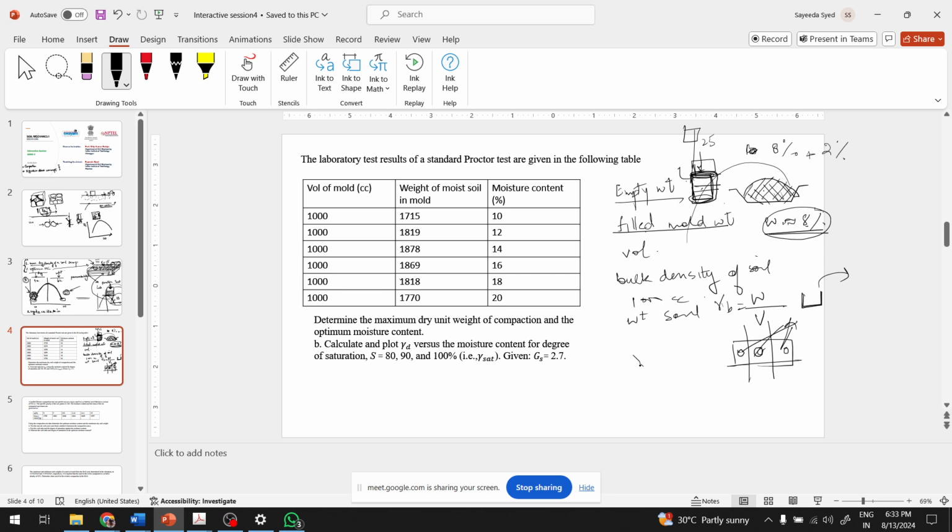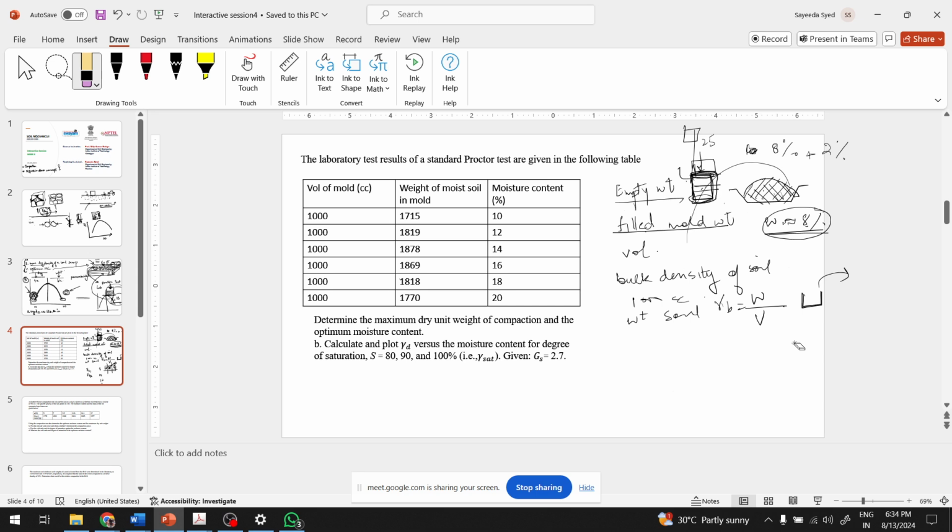So we will know gamma B1, gamma B2 at about 8%, 10%, 12%, 14%. So this is how we perform this test. And how do we know when the test should be terminated?